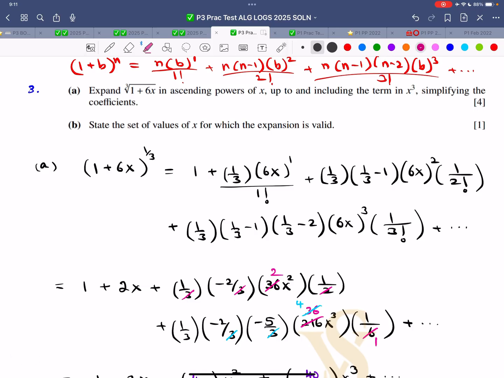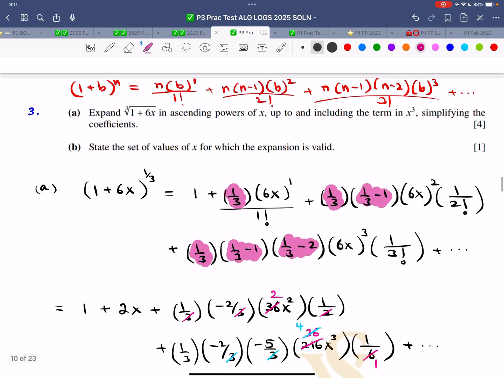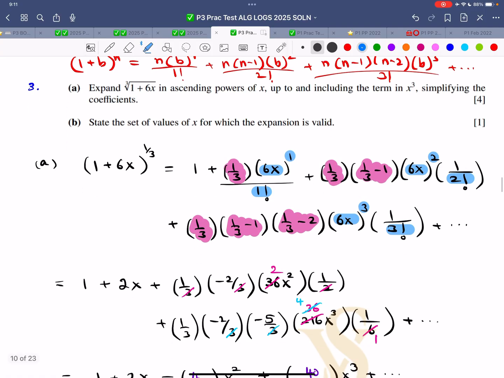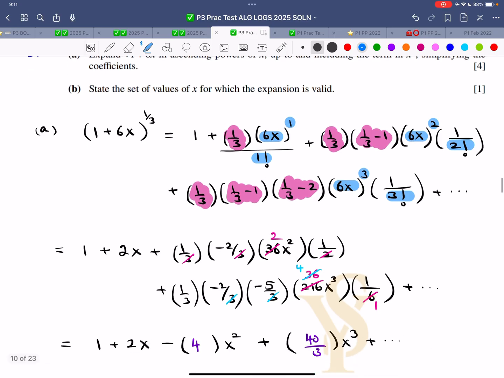So now over here, let me do a bit of highlighting. So this is 1/3. This is 1/3 and 1/3 minus 1. This is 1/3, 1/3 minus 1, 1/3 minus 2. That's one thing. The second thing, that is 6x power 1 over 1 factorial, 6x power 2 over 2 factorial, 6x power 3 over 3 factorial. So instead of writing over, I'm multiplying with 1 over 2 factorial, 1 over 3 factorial, and so on.